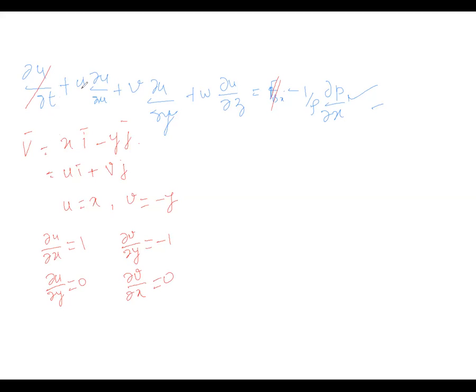Then you have u ∂u/∂x, that's equal to x into 1. Then v ∂u/∂y equal to 0, so this term is 0. Then this is already 0, so you can get x equal to minus 1 by rho ∂p/∂x. Otherwise, ∂p/∂x equal to minus rho x.